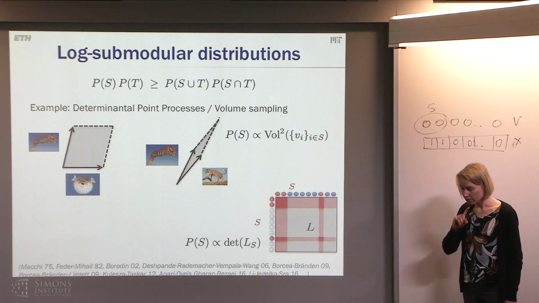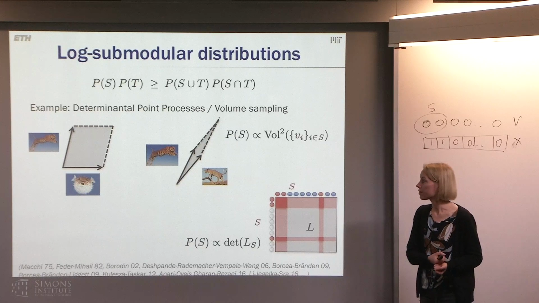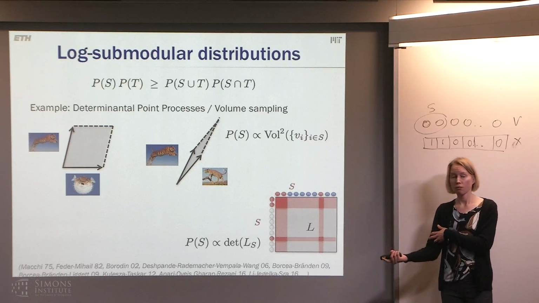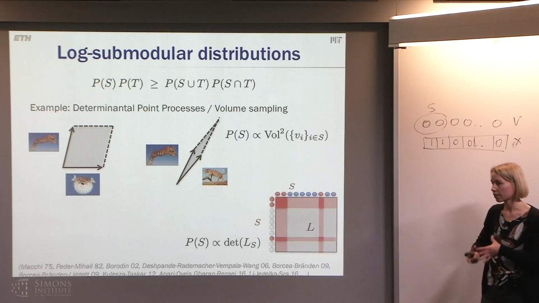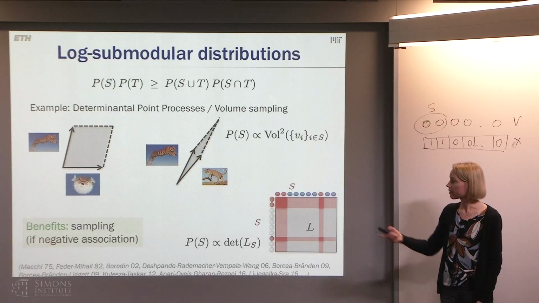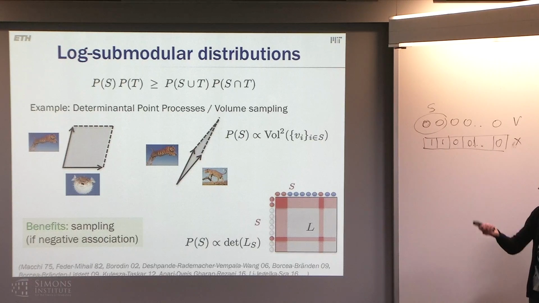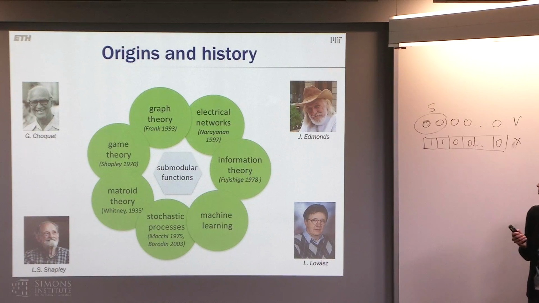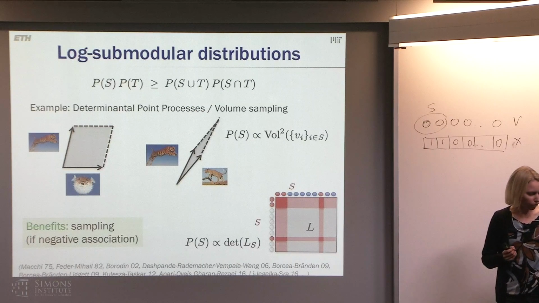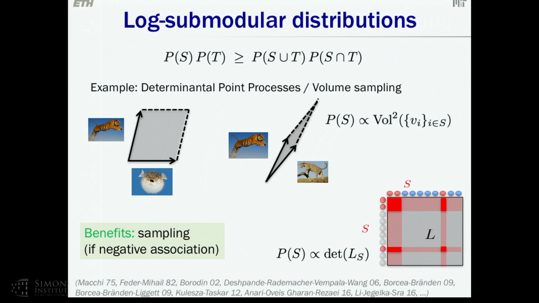So these distributions are also interesting. The relation between positive correlation and log supermodularity is a bit stronger than the relation between negative correlations and log submodular distributions, but a subset of these have very strong negative correlations, and that induces, for example, fast sampling algorithms. So there are many computational benefits that we get here. What we see is that submodular functions come up in many places, and throughout the tutorial we'll get many nice computational properties out of these.